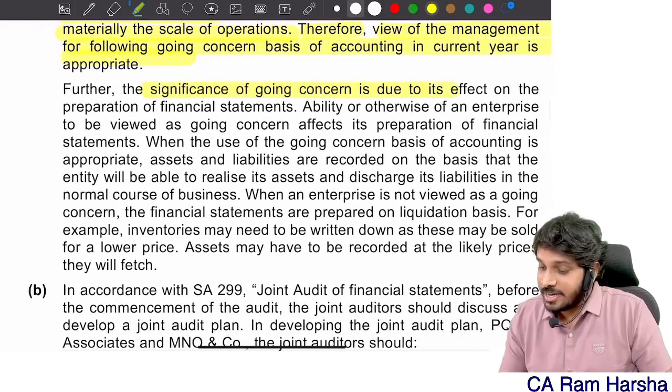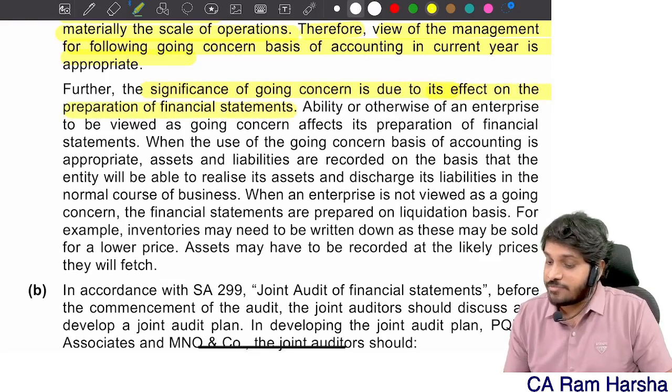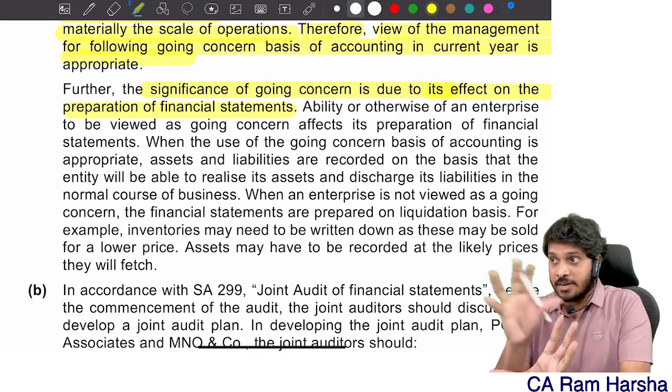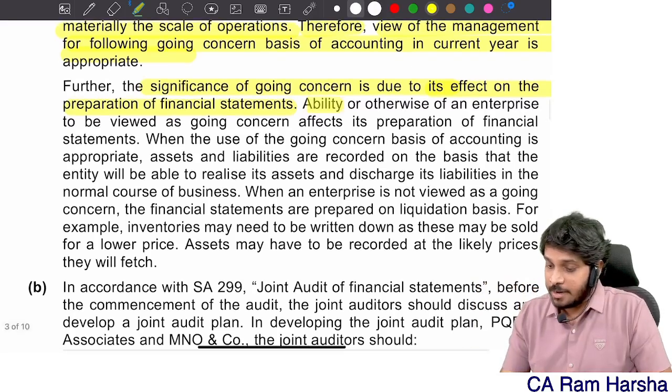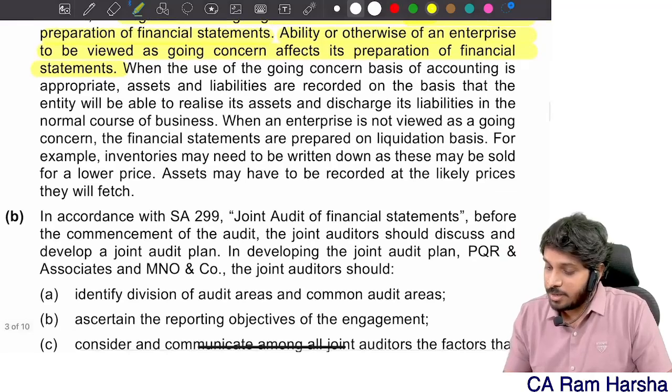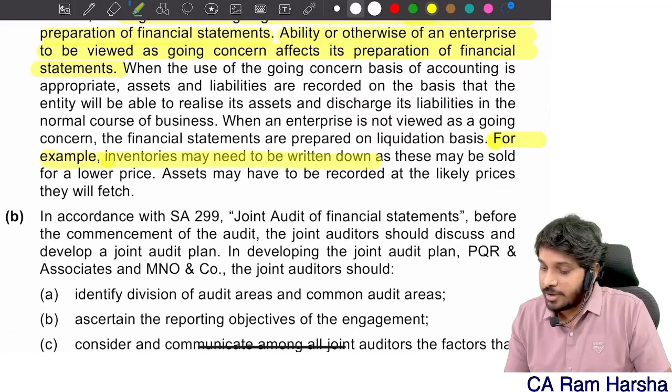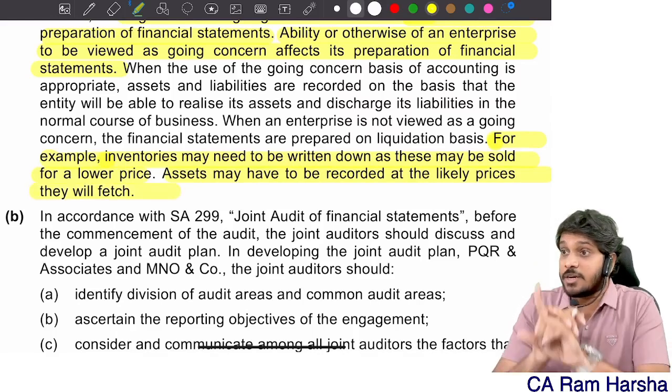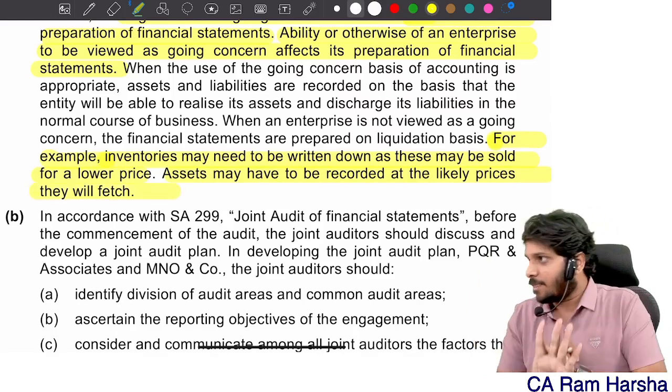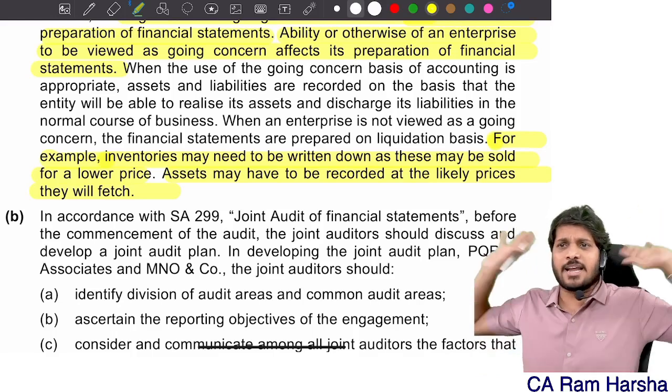Further, the significance is its effect on the preparation of financials. Going concern is so significant because its effect on financials is very high. Ability of an enterprise to be viewed as going concern affects its preparation process. For example, inventories may need to be written down as they may be sold for a lower price. Assets may have to be recorded at likely prices they will fetch if at all going concern is missing. Are you clear? Everything will be recorded at NRV.